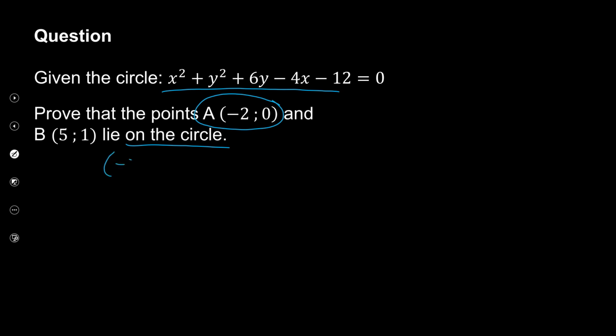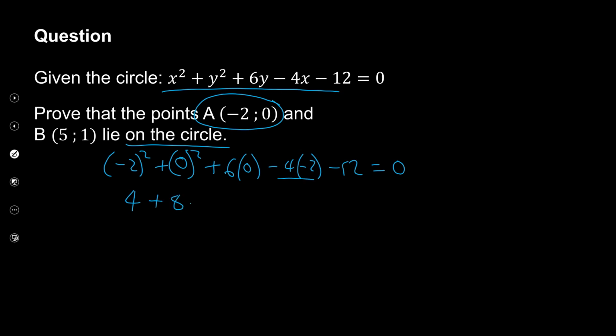So it will be like minus 2 all squared plus, let's just see if we say 0 squared plus 6 into 0 minus 4 into minus 2 minus 12, this must give us 0, right? And then minus 2 squared, we know this is 4, this is just 0, that's 0. This will be positive 8, so this will be plus 8 minus 12 equal to 0, then it's 0 equals to 0. So automatically you can see that the point does lie on the circumference of this particular circle.